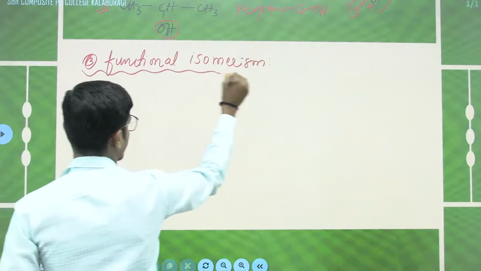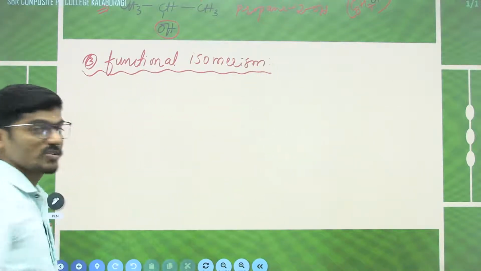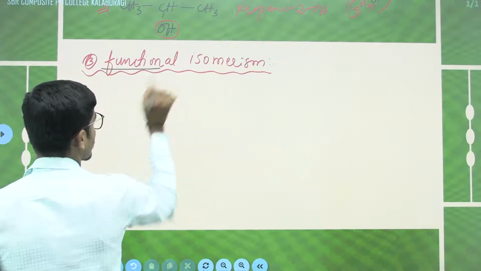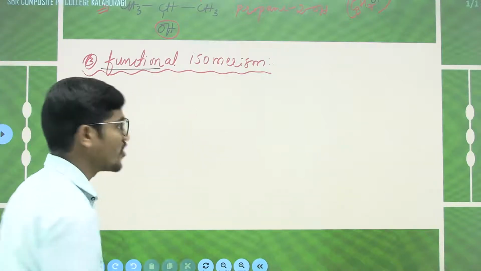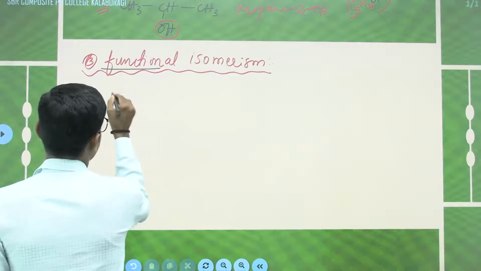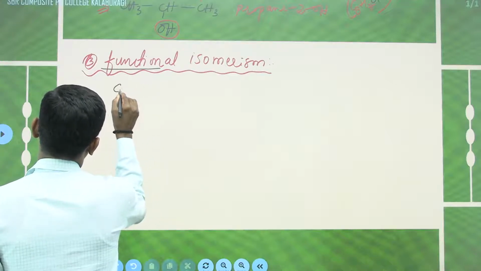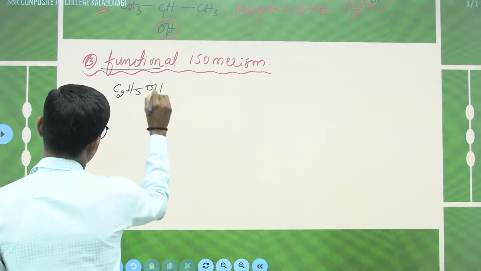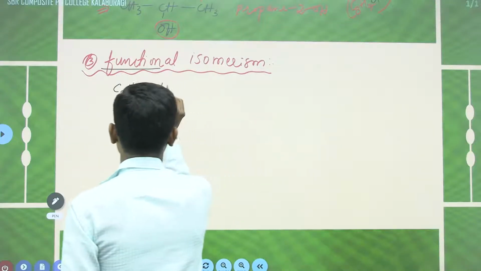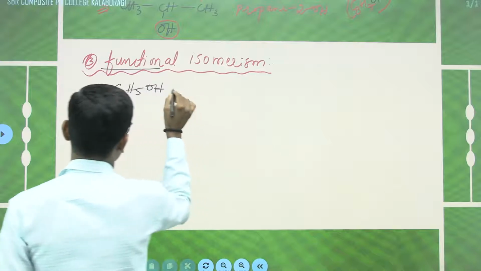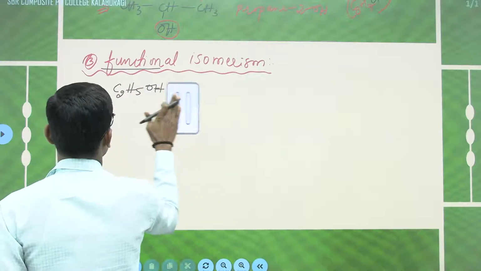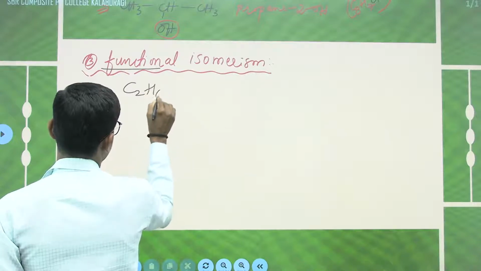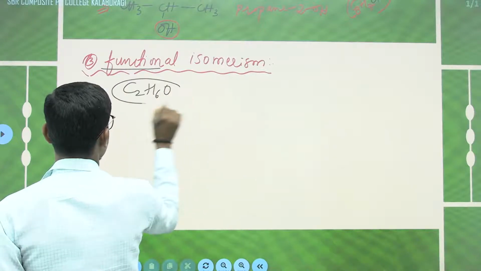Functional isomerism. Functional means these differ in their functional group itself, right? For example, if you consider C2H5OH, what are the possible structures for this? Instead of writing this, we can write C2H6O. This is the molecular formula.